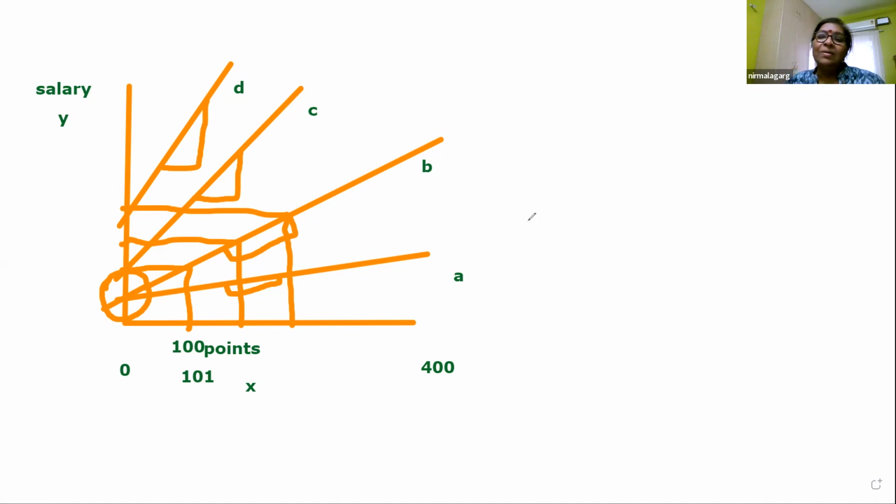Okay, very clear? I'll stop sharing now. Done? So the ideal line is B? No, there is no ideal line. It depends on your benchmark data.